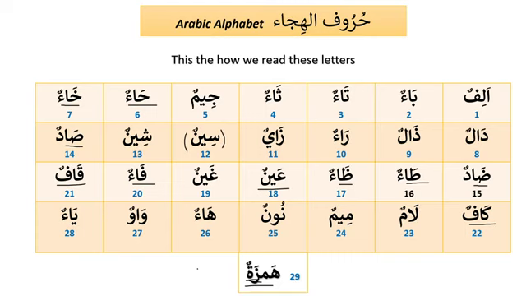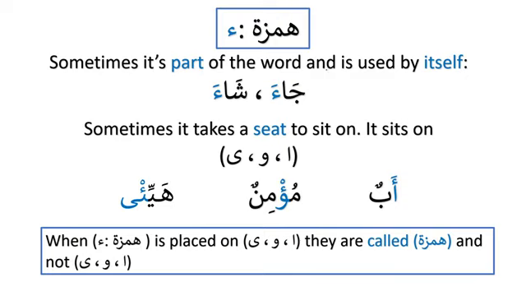This is how they are written in Arabic. Now we move on to see what basically hamza is, because we need to see how hamza works. Sometimes it's part of the word and it is used by itself. Ja'a. Here it is hamza, part of the word. Sha'a. Again hamza, part of the word. But we should know that hamza is very delicate, and sometimes it's naughty as well. Why do we say naughty? Because it keeps on changing from one word to another. Why is it delicate?